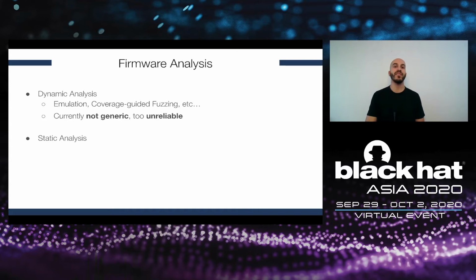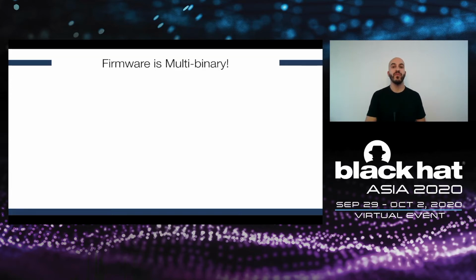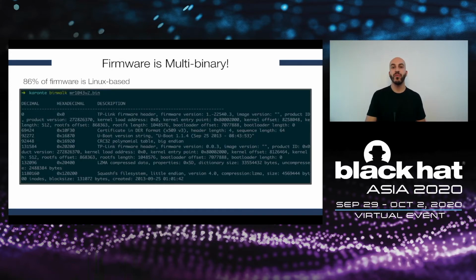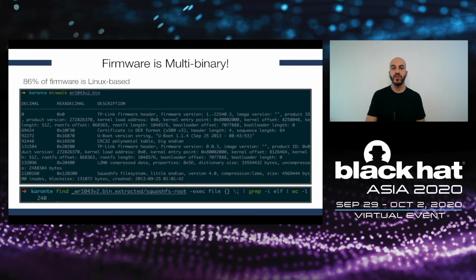And the problem here is that current approaches do not scale, and in fact they produce many false positives. The main reason for this is that firmware is mostly multibinary. In fact, the vast majority of firmware is Linux based, and in practice it consists of a squashfs file system that contains hundreds of executable programs. So you can see in this example a firmware image that contains 240 executable binaries.